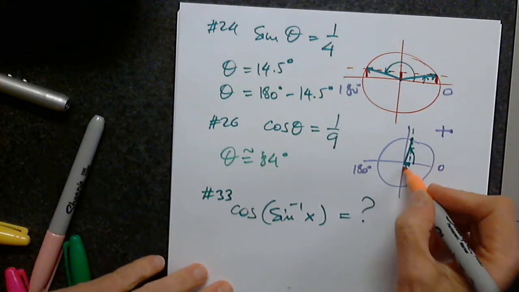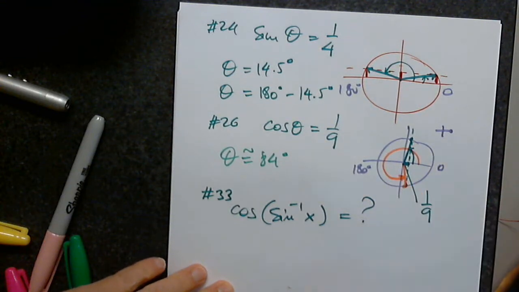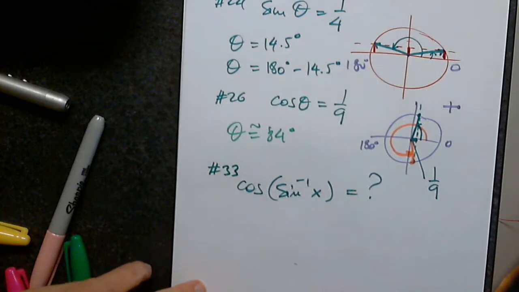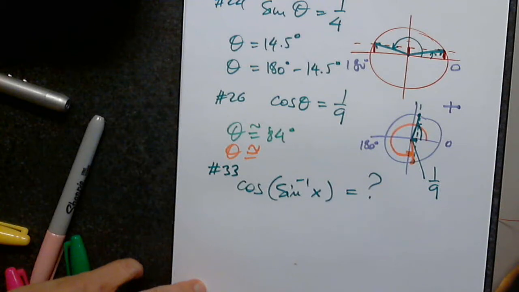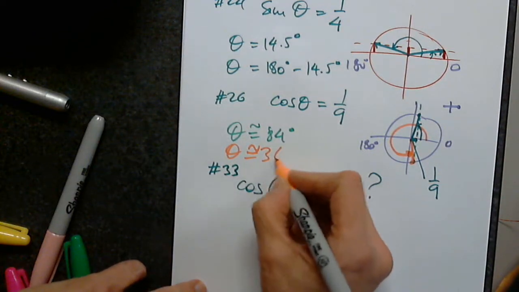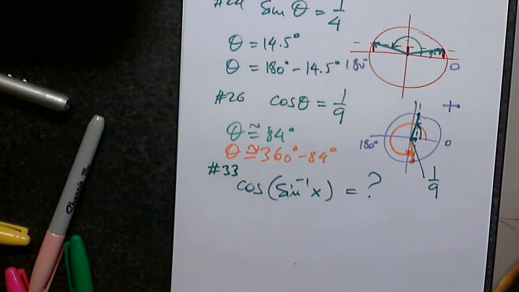Here's the other one, right? But they have to have the same reference angle. So what will be the second one? Theta, approximately. Exactly. That will be the other one, and guaranteed that this second angle would have cosine 1/9.